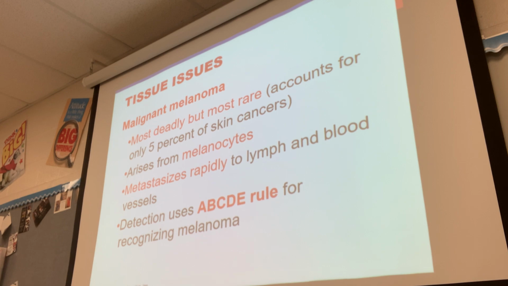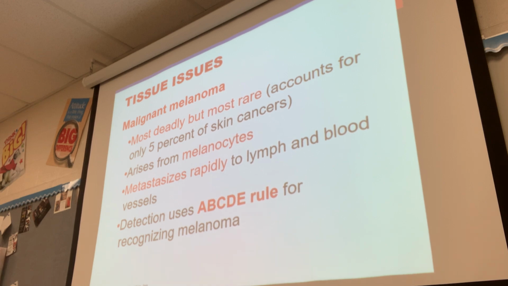What should I be concerned about, or is it just a typical mole? So this ABCDE rule helps you narrow down if it's a concern or if it's not. Unfortunately, people who have more moles are more likely to get this. They have more melanocytes being produced in those areas. That's what causes moles to appear, is melanocytes. And so they are more likely to get malignant melanoma.